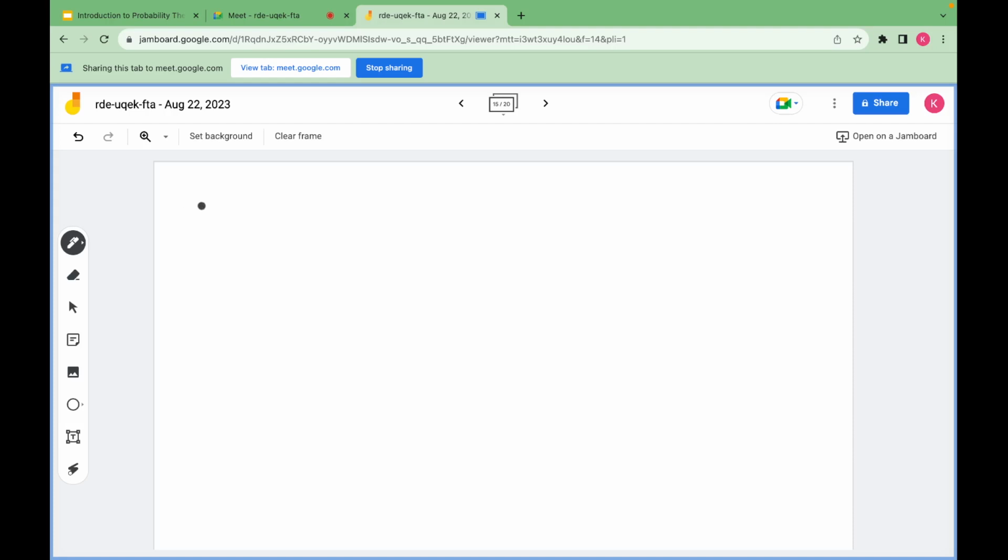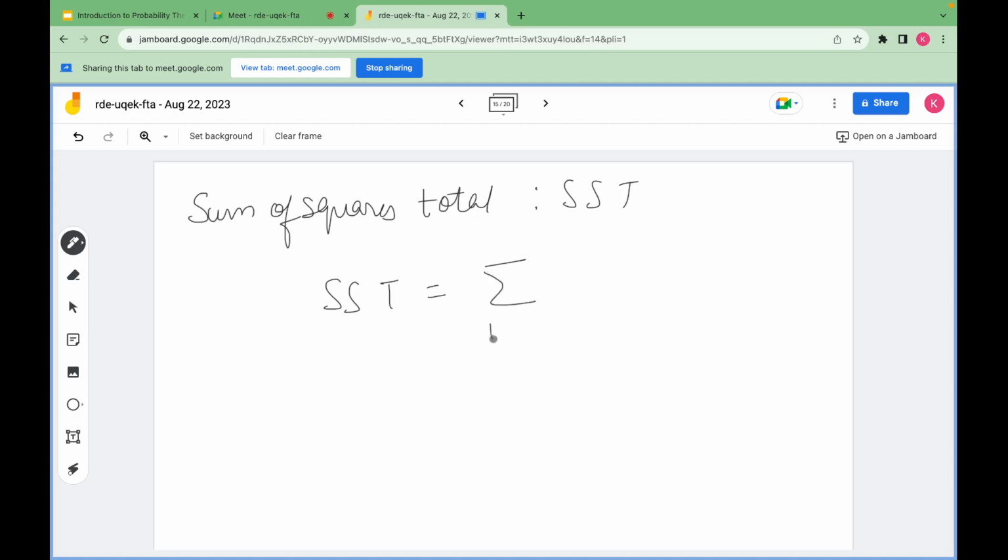First we will talk about the sum of squares total, which is denoted by SST. This SST is given by sigma i equal to 1 to n, yi minus y bar whole square. This is the sum of squares total.